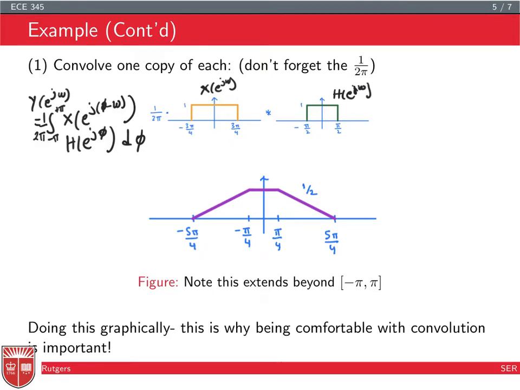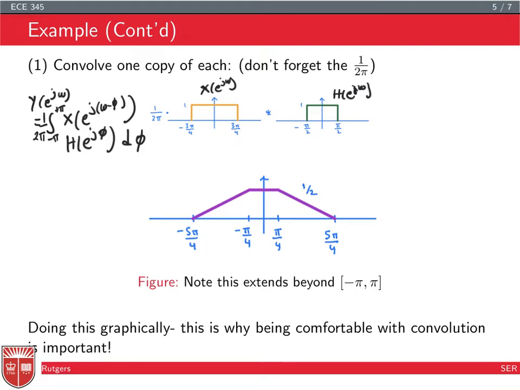Actually, the way I check if this is correct is that the argument here and the argument here should sum up to omega, and here it doesn't. So I made a typo, and the sign should be flipped. X is a function of phi, so here it's omega minus phi.